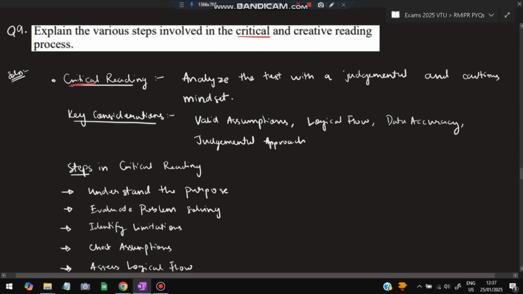Critical means important. Important reading means analyzing the text with a judgmental and a cautious mindset. You're trying to check if the paper which you're reading is correct or not, and what is the accuracy of the paper. That is called critical reading. A few key considerations in that: whether valid assumptions are there or not, whether the assumptions made in the paper are logical, and whether the flow is logical or not. From this you go to this conclusion, and from this conclusion to the next conclusion, is this logical or not, and whether the data used there and the inference there are accurate or not. A judgmental approach should be maintained during the reading.